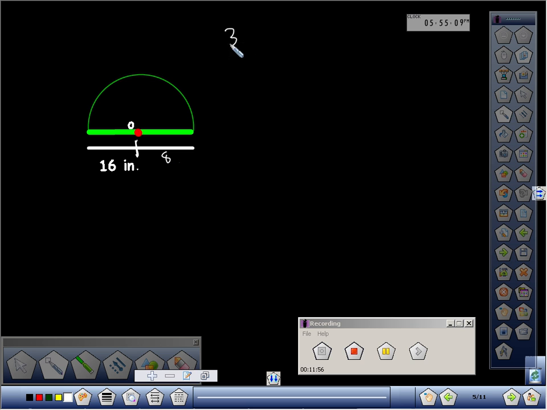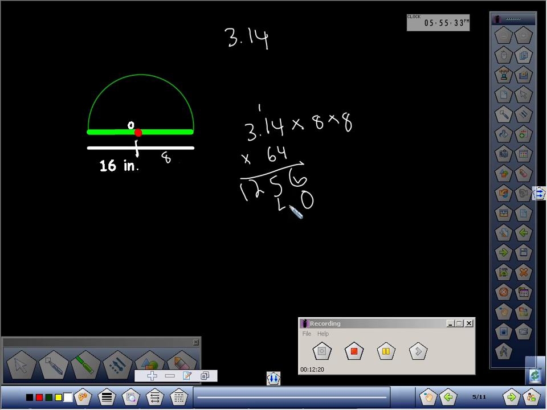We're going to go back to using 3.14. So you take 3.14 times 8 times 8. 8 times 8 is 64. So we're going to go 3.14 times 64. 4 times 4, 16. Carry the 1. 4 times 6 is 24, plus 1 is 25. Look at that. 4 times 3, 12. So put our 0. 6 times 4, 24. Carry our 2. 6 times 3 is 18.